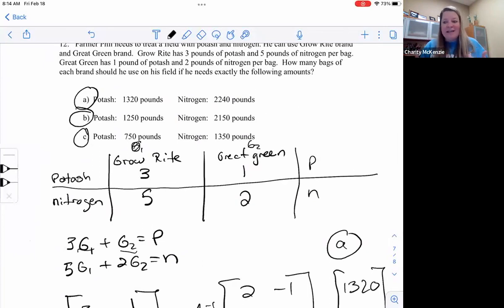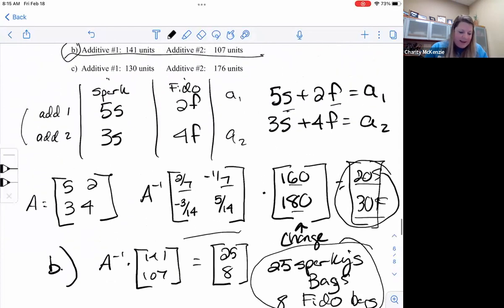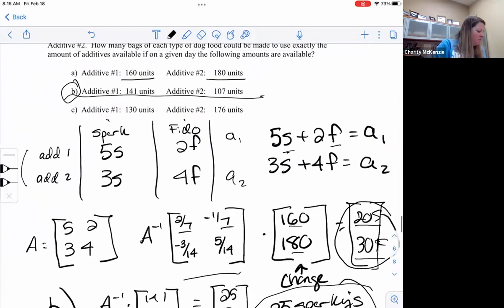So in business, it can be really handy, and you can make technology do it for you and get your answers if you understand how to set up a matrix. So that's why you're in this class. All right, that's about all for this section. I thought there was one more. I thought there was one that was kind of tricky that some people struggled with.